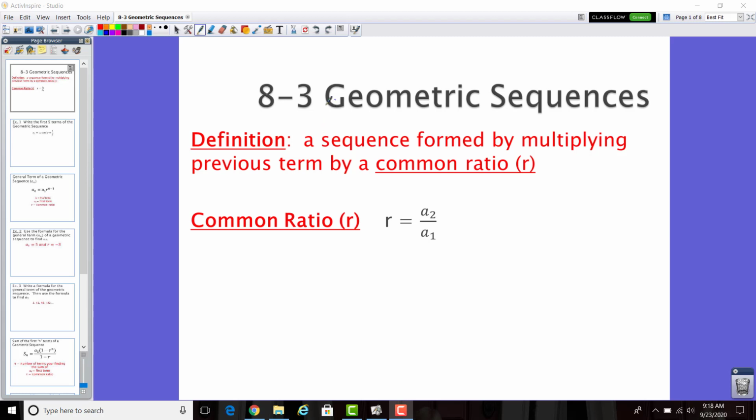Hello and welcome to section 8.3 covering geometric sequences.